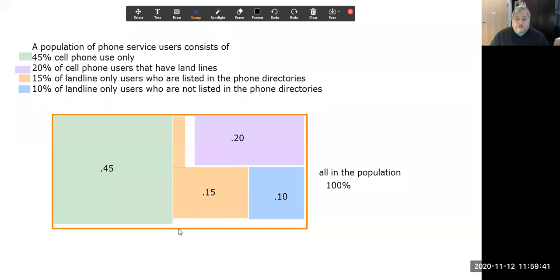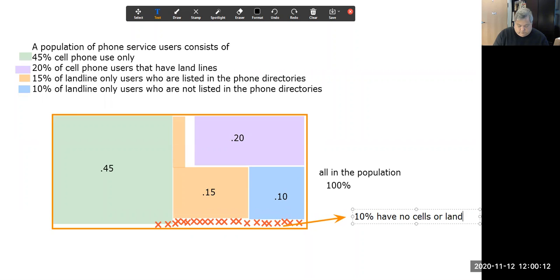So the stuff that I'm going to cover in X's here are people who don't have cell phones or landlines. They just don't want to be communicated with via these two device types. So all these people out in the borders here are people who have neither cell phones nor landlines. So that's what X represents.